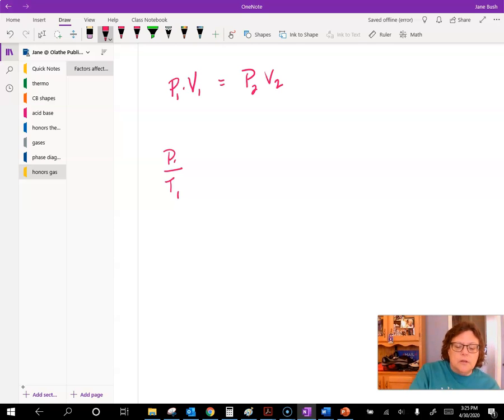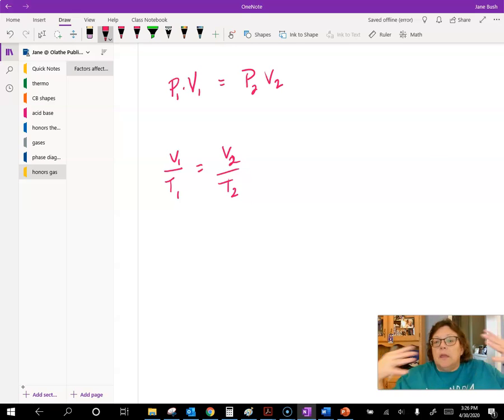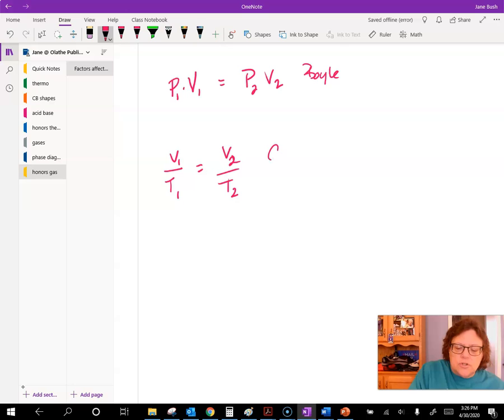This next one, let's do volume and temperature next, is Charles' law. Volume and temperature vary directly. So if you change one, the other one is going to change in the same manner. You double one and the other one will double. Okay? That is Charles' law. So here's Boyle, here's Charles.